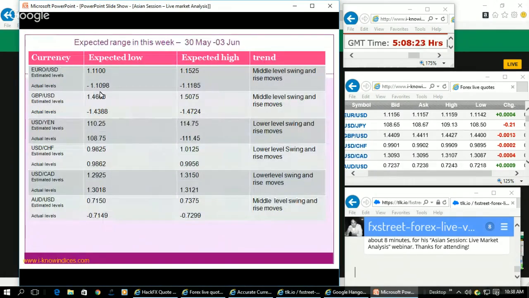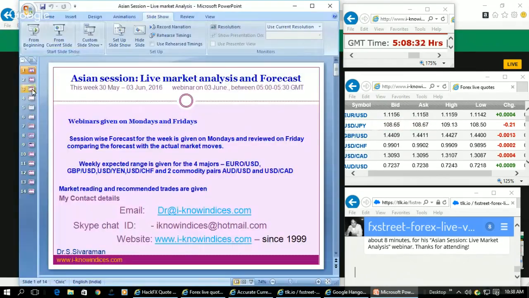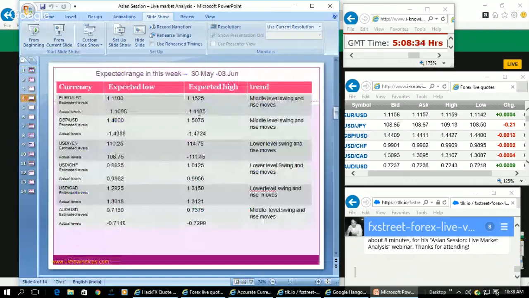Now these are all the levels in which the currencies were swinging. I forgot to update it.